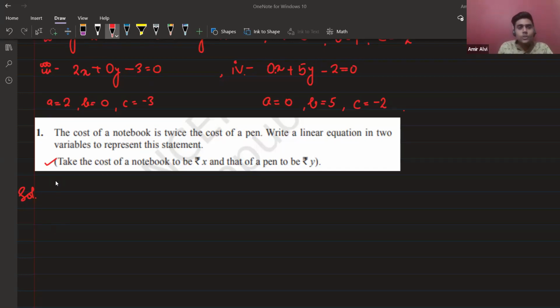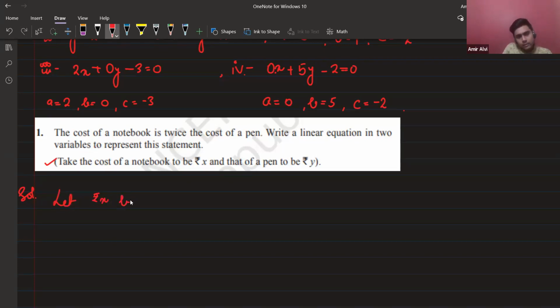Okay. So the question is saying that the cost of a notebook is twice the cost of a pen. Suppose you have one pen, and the cost of that pen is 1 rupee. So what will be the cost of a notebook? 2 rupees. Simply, yes or no?